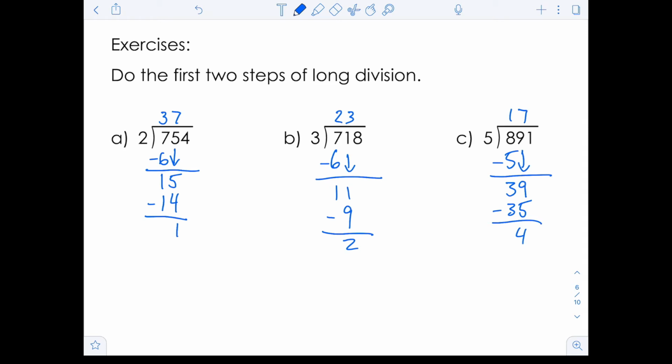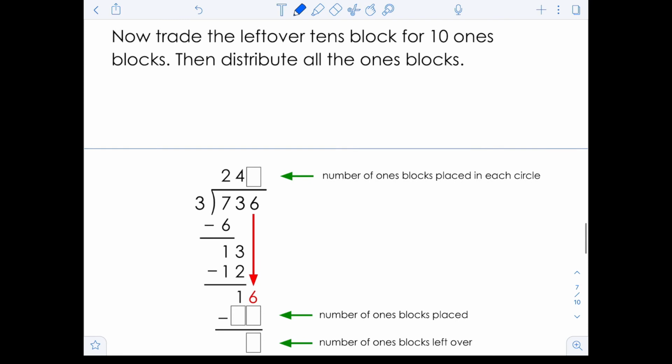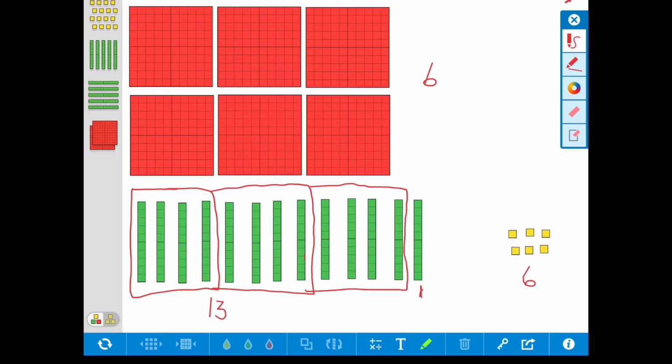All right, so there are the first 2 steps. Now we're going to trade the leftover tens blocks for 10 ones. Then distribute all the ones blocks. So let's go to our number blocks. I'm going to take this one, distribute it. Okay, so here we have 10 plus 6 more. That means we have 16 ones.